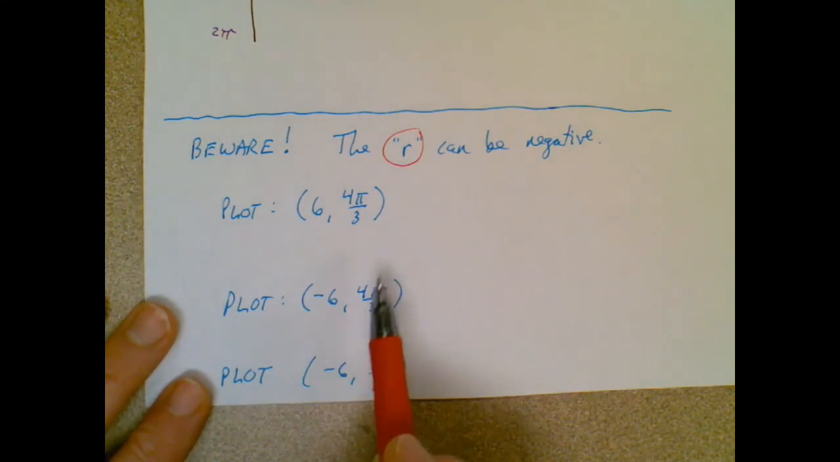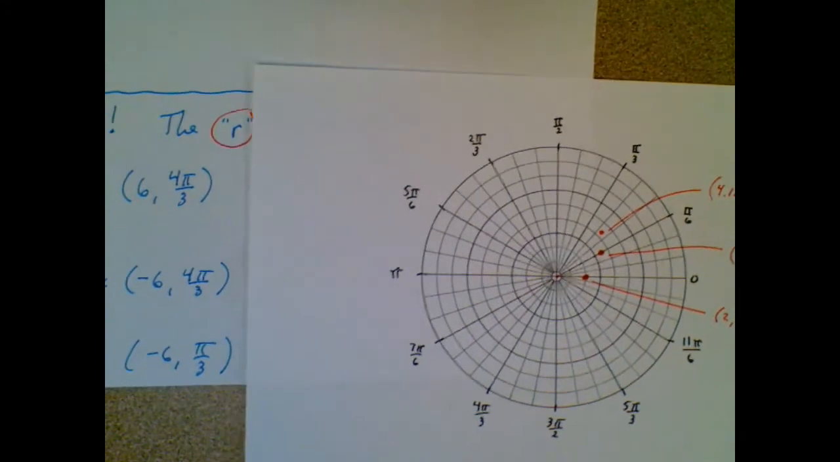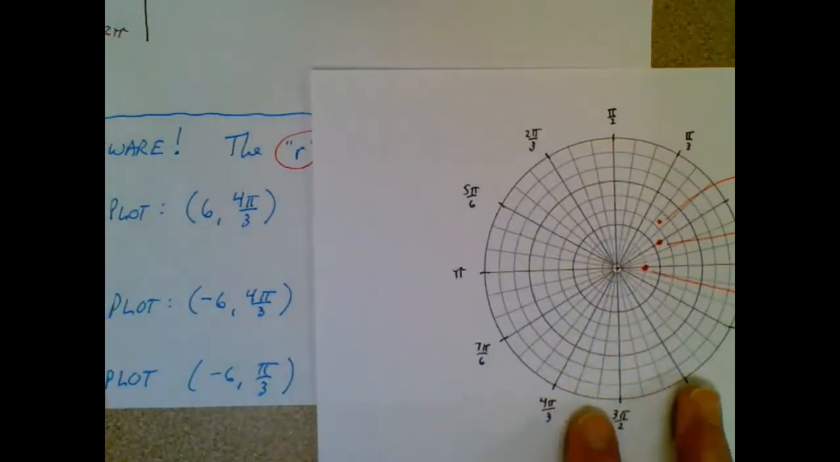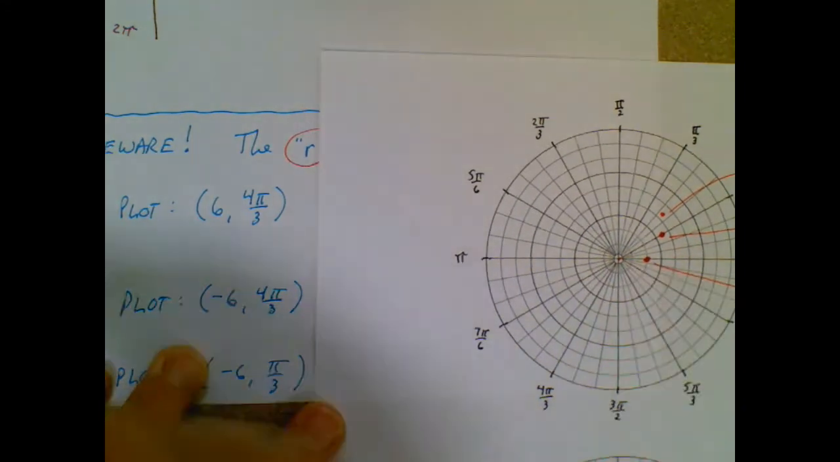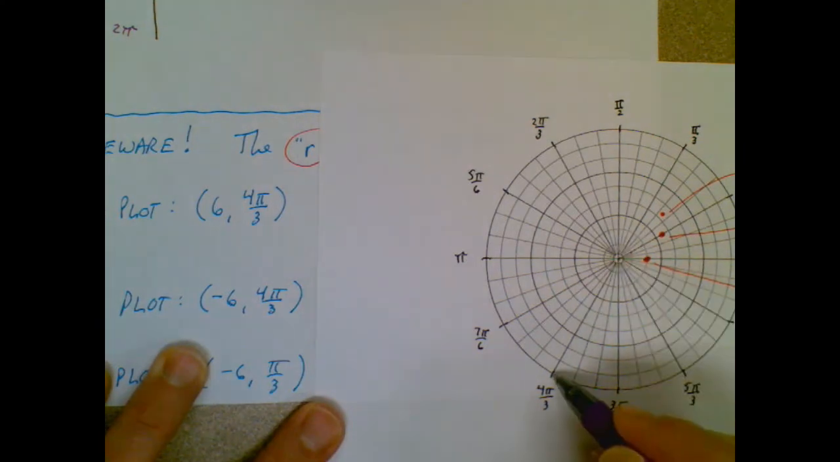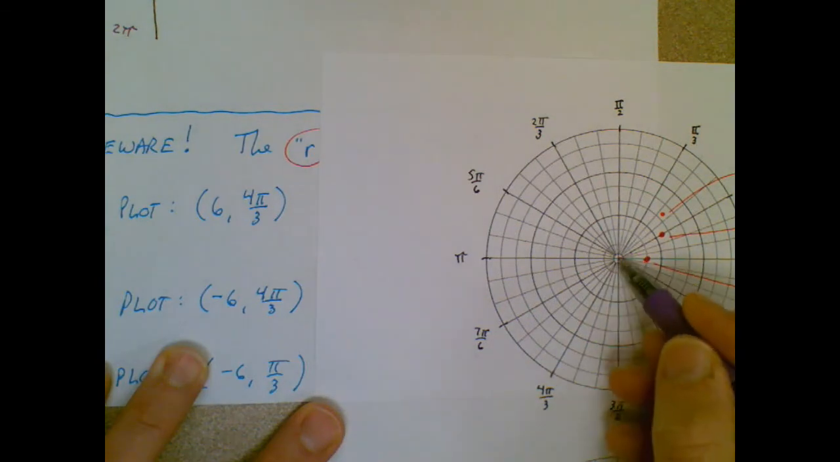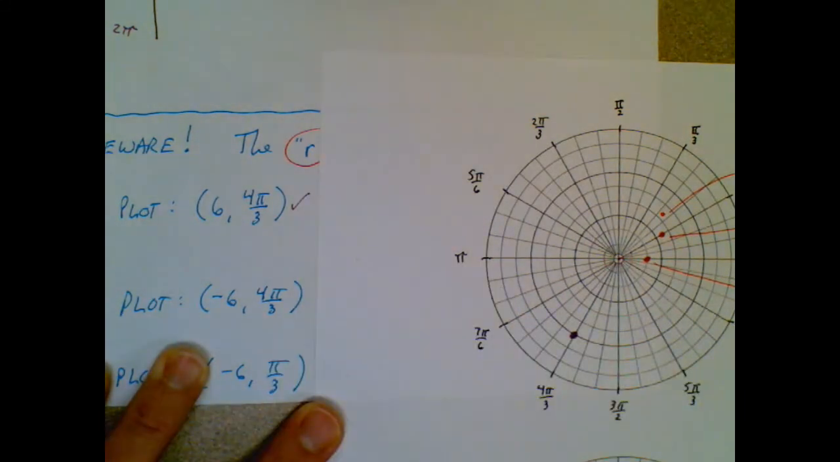These values here have nothing to do with the problem we've been working on. I just made them up to show this point. But I'm going to plot 6 comma 4 pi over 3. Let's see, can I get these both on here? Kinda. Okay, 6 comma 4 pi over 3. I'll do this in a different color. That means I shoot out at the trajectory of 4 pi over 3, which is right here. So I'm shooting out there and I go 6. So I've just graphed 6 comma 4 pi over 3.